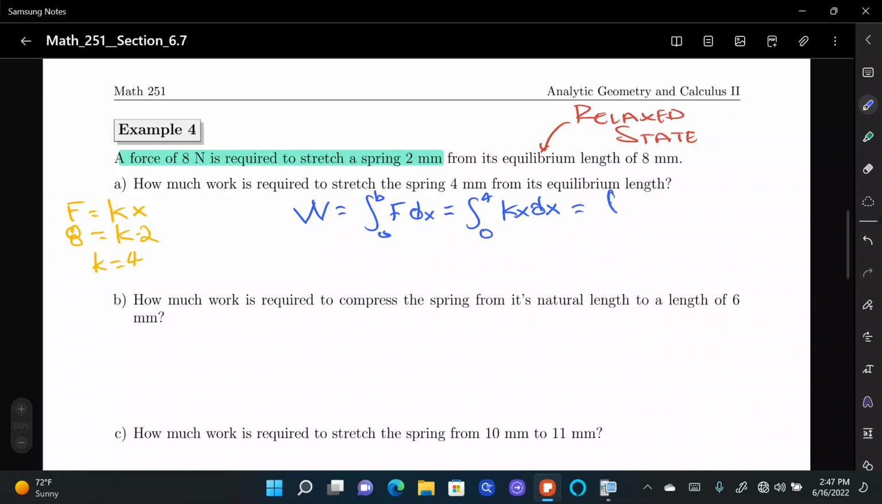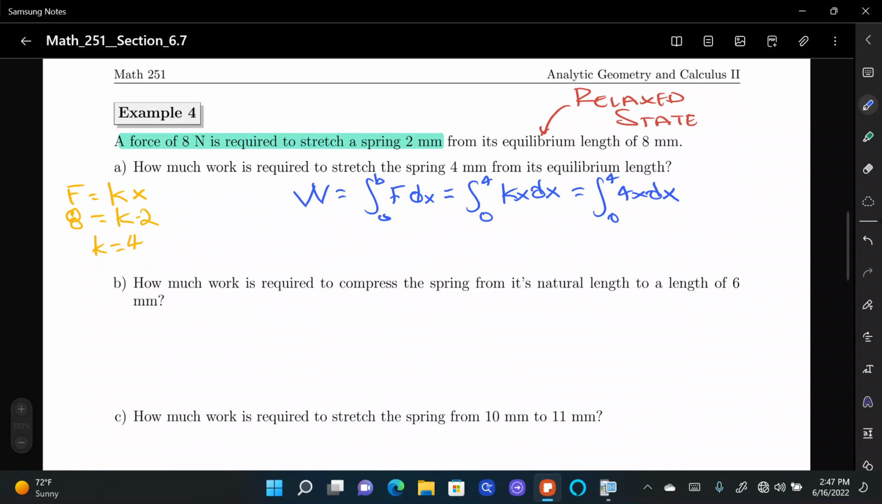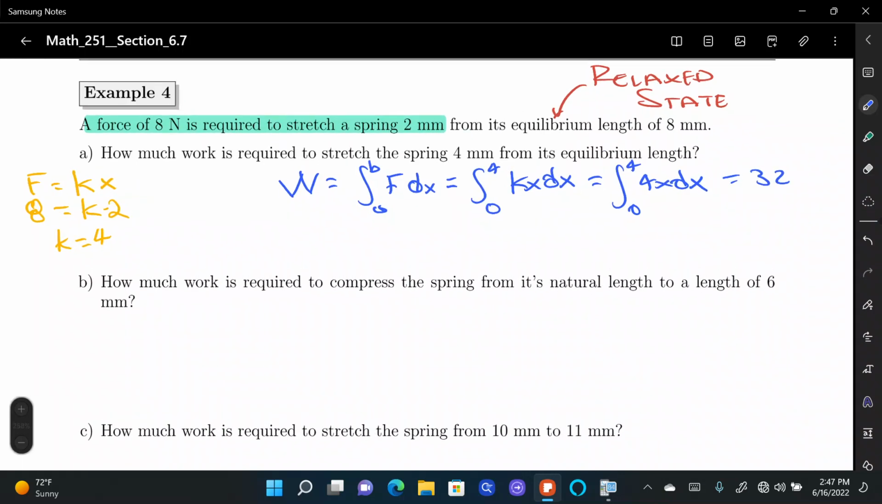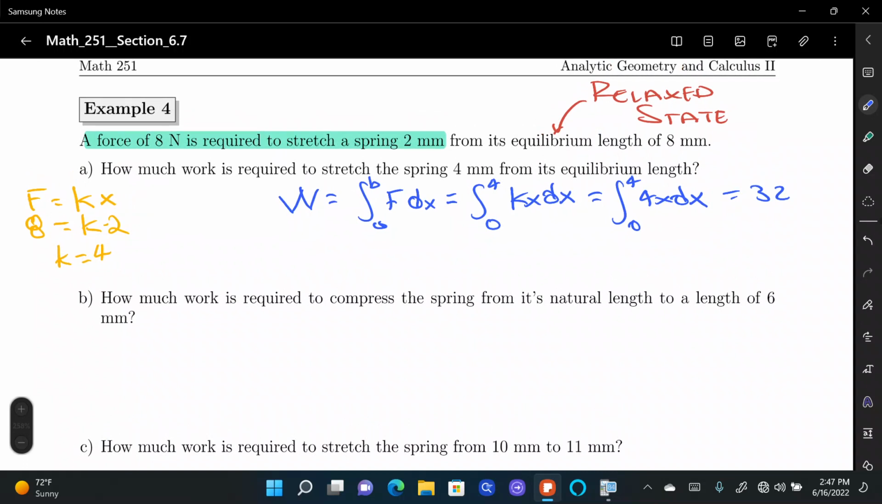The integral from 0 to 4 of 4x dx. And while integrating this one is really simple right here, so that's going to give us a 32. And about the units, this is where we need to be very careful.